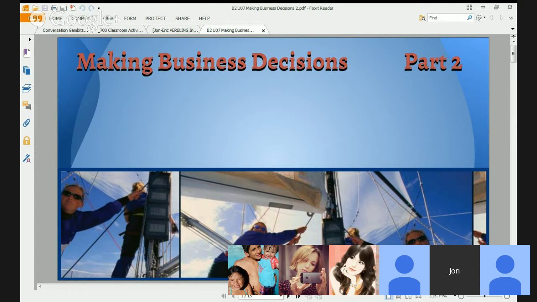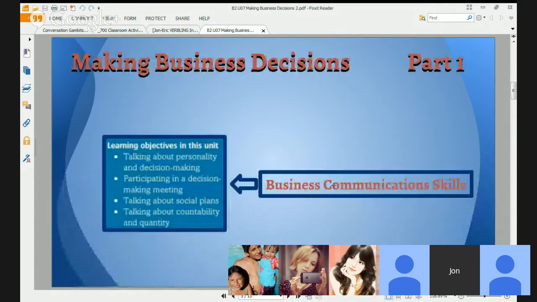In the last class, we were working on the business communication section, business skills, participating in a decision-making meeting. What I'd like to do is to apply some of that to the next section, talking about social plans, and then if we can, even begin the grammatical part, talking about accountability and quantity. The only problem is there's something wrong with my presentation, so I can't give you the presentation. I'm going to have to put individual JPEGs on the screen. Okay, so that's going to take me a minute to set up.